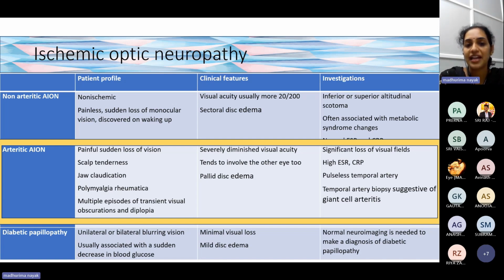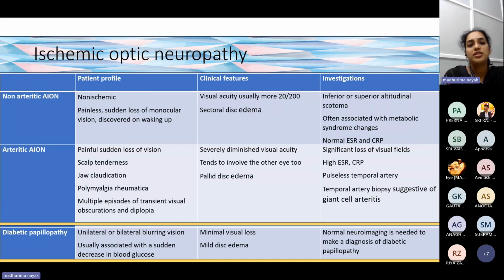The disc edema is pallid. These are all very characteristic, and you cannot make a mistake in this. Visual fields you may not be able to perform in this because the visual acuity is very low. ESR and CRP are raised, and the temporal artery is tender and pulseless.